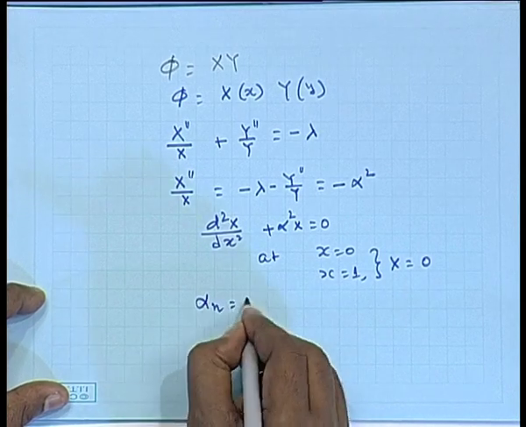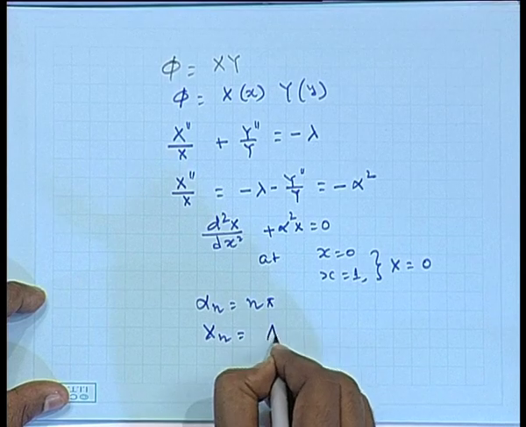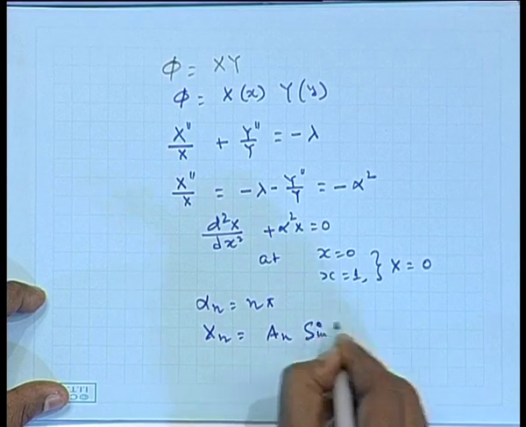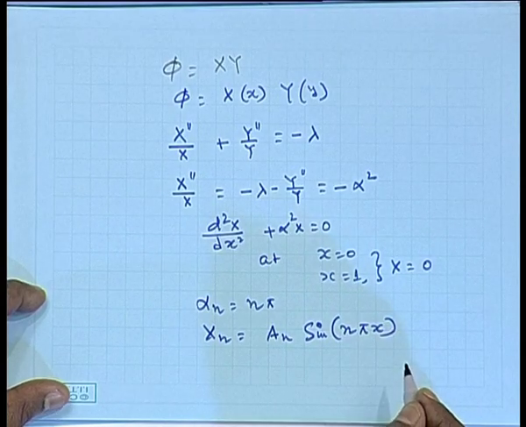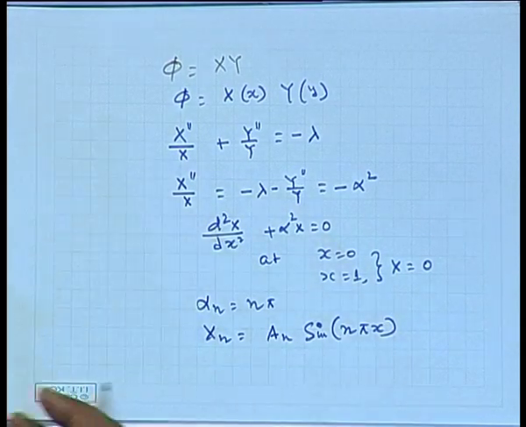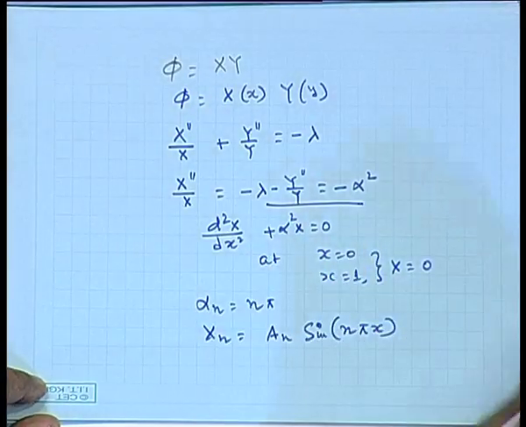So, alpha n is equal to n pi and X n is, let us say, some constant a n sin n pi x. Similarly, we can solve the y varying part from this.